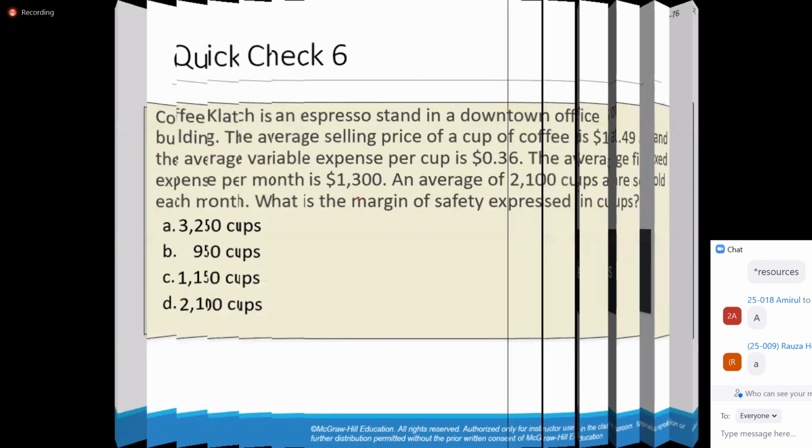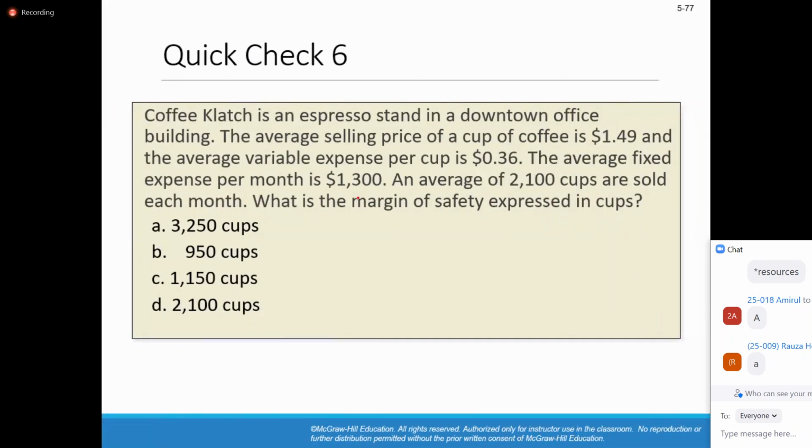So let's check whether I have understood the concept of margin of safety. Solve the problem of coffee clutch, and try to find out what their margin of safety is if their average sales is right now 2,100. Find out the number very quickly.